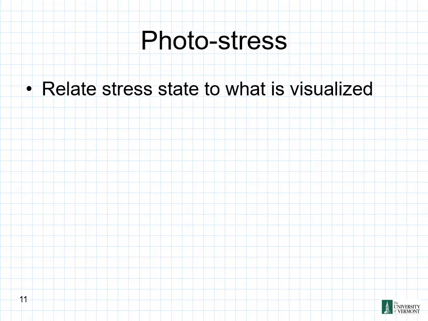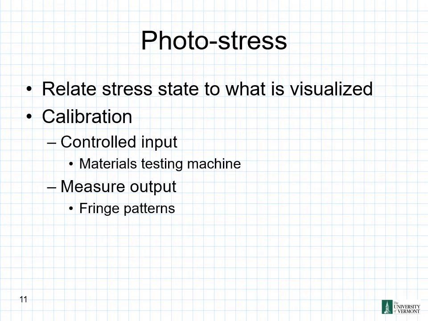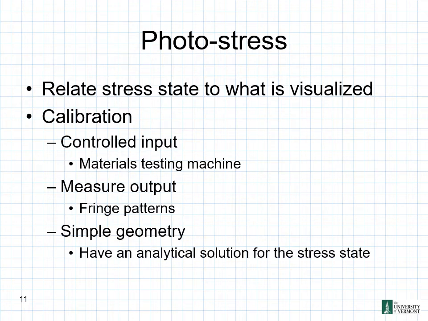So there's our stresses and our strains and the two relationships there. So we're talking about photo stress here. What we want to do is relate our stress state to what is visualized. So we're talking about calibration. We have our controlled input, which is the materials testing machine. We have our measured output, which is our fringe patterns, and we have our simple geometry. So we need to have an analytic solution for the stress state.